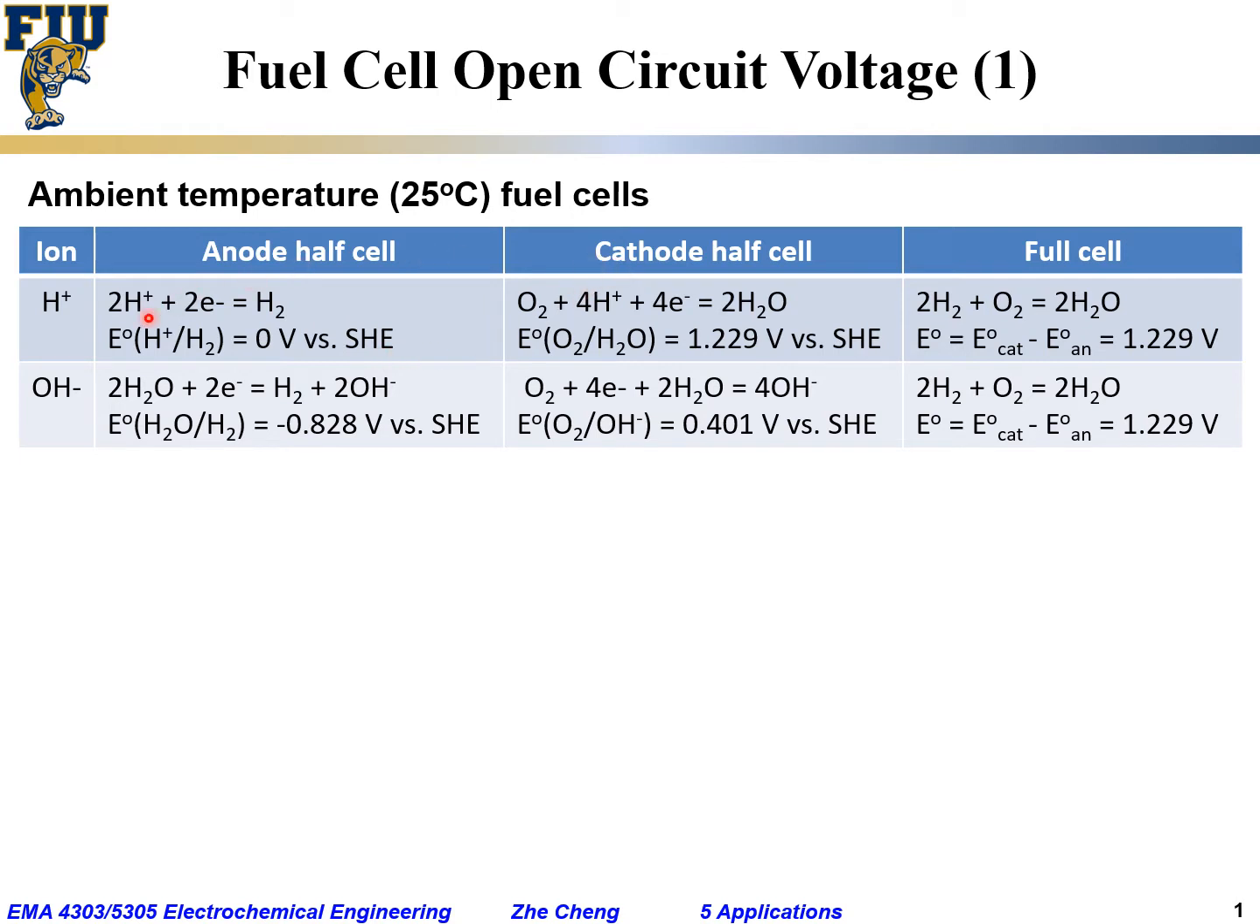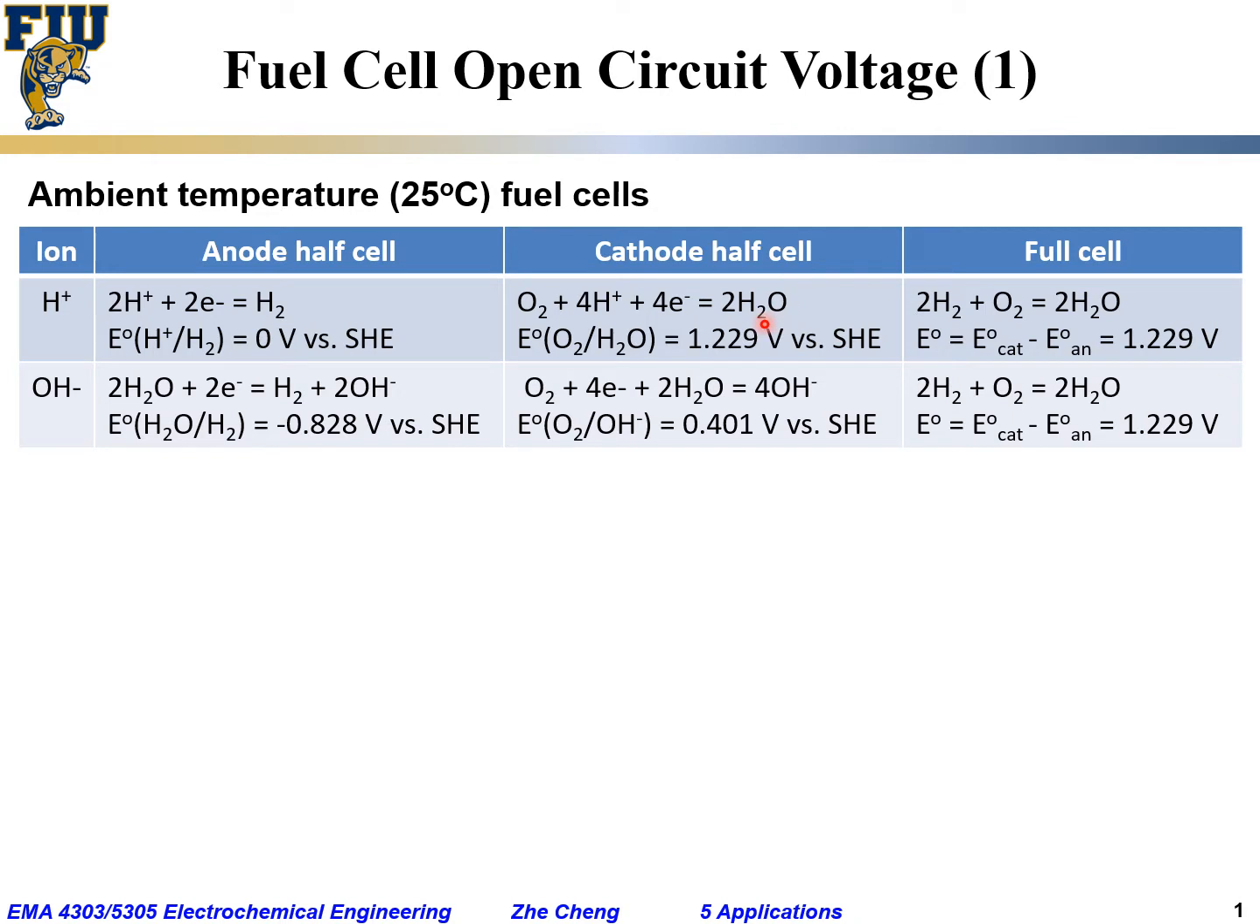Then for the cathode half cell, the reduction half cell reaction, an oxygen gas molecule combines with proton and with electron at the cathode, meaning reduction. The oxygen molecule gets reduced to form water molecule. Okay, so we have 4 hydrogen on the left, 4 hydrogen on the right, 2 oxygen on the left, 2 oxygen on the right, 0 charge on the left, 0 charge on the right. So this is the cathodic half cell reaction.